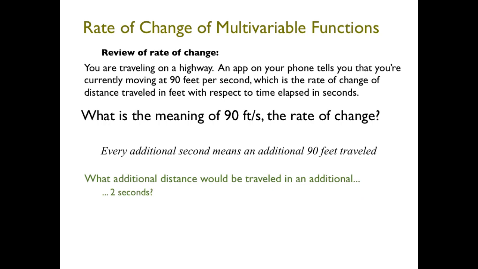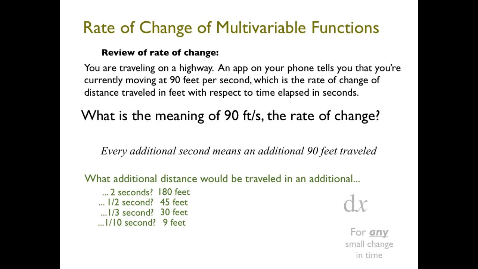So how far would you go in 2 seconds? And how far would you go in a half second? 45. And in a third of a second? 30. So does 90 feet per second only tell you that you go 90 feet in 1 second? Does it tell you more than that? Yeah, it tells you a lot more than that, right? It tells you how far you go in a tenth of a second, which is 9 feet. It tells you how far you go in any change in time. And how far do you go in any change of time? 90 times that change in time.